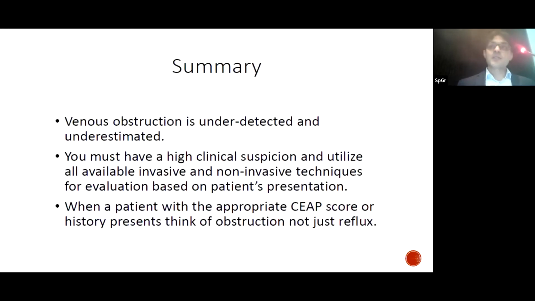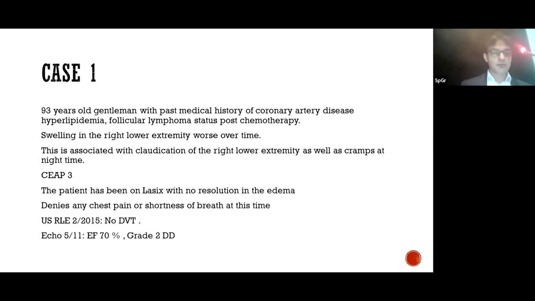So venous obstruction is underdetected and underestimated. You must have a high clinical suspicion and utilize all available invasive and non-invasive techniques for evaluation based on the patient's presentation. When a patient with an appropriate CEAP score presents, don't only think of reflux, also think about obstruction. You'll be surprised, it's very common. So let's talk about some more cases.